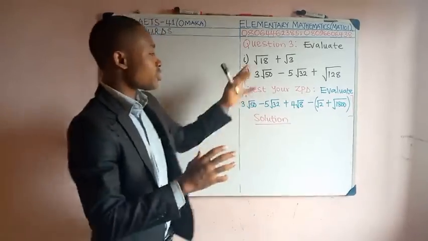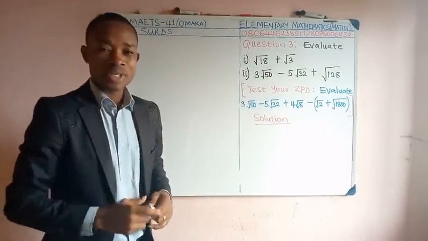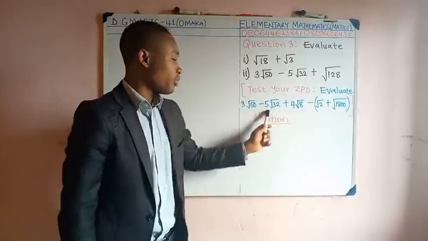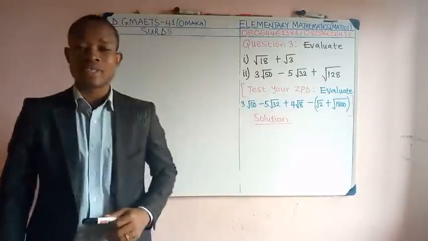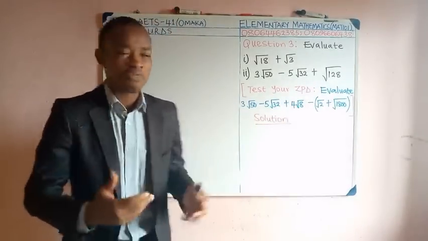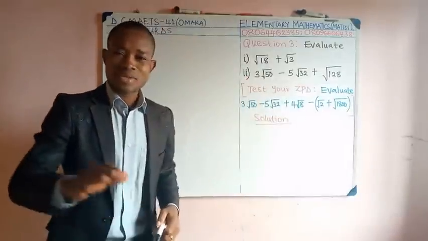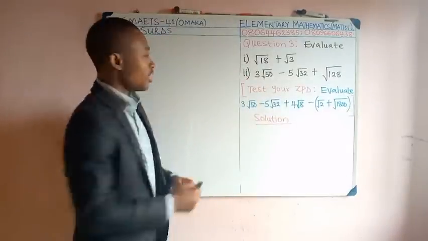At the end of my solving this question, as you follow along with what I'm going to do, please apply a similar principle, and test your zone of proximal development by evaluating this: 3 root 50 minus 5 root 32 plus 4 root 8 minus open bracket root 2 plus root 1800. Do not be intimidated by how long the question is. Just use the same format, the same procedure, the same explanation I'm going to give in solving these two questions, and you'll see your results appearing there. Is that clear? Okay, now let's do this.